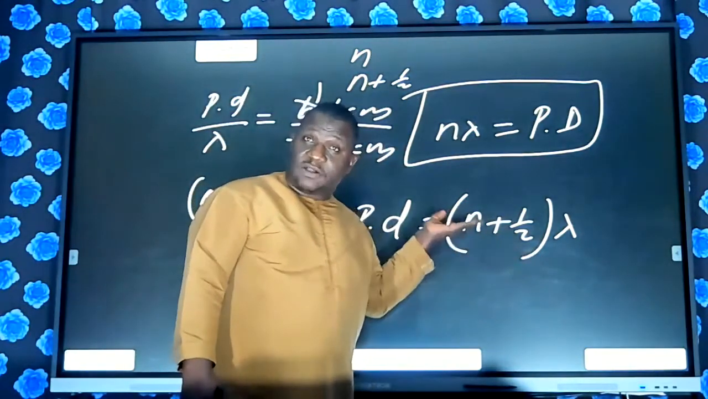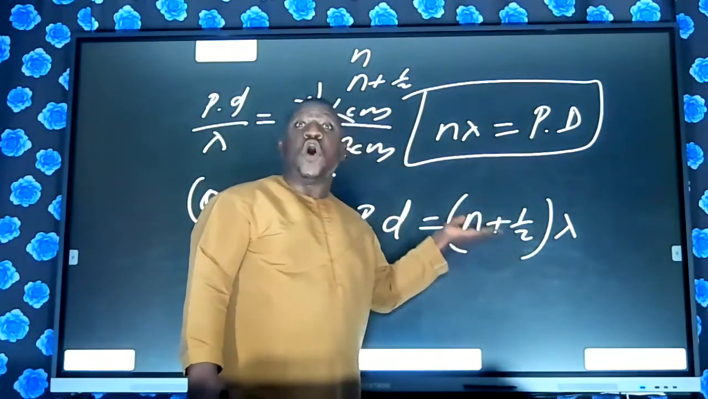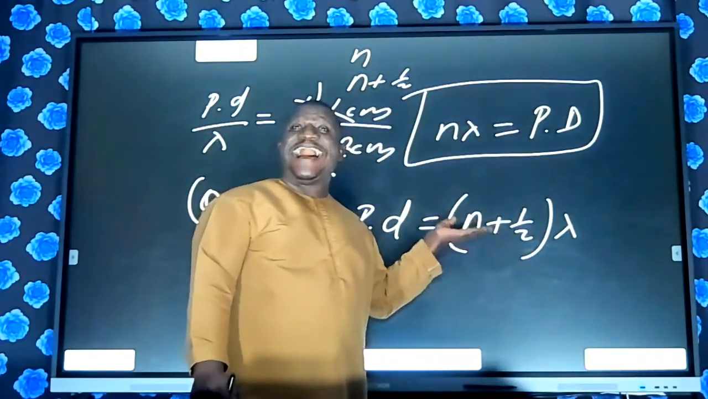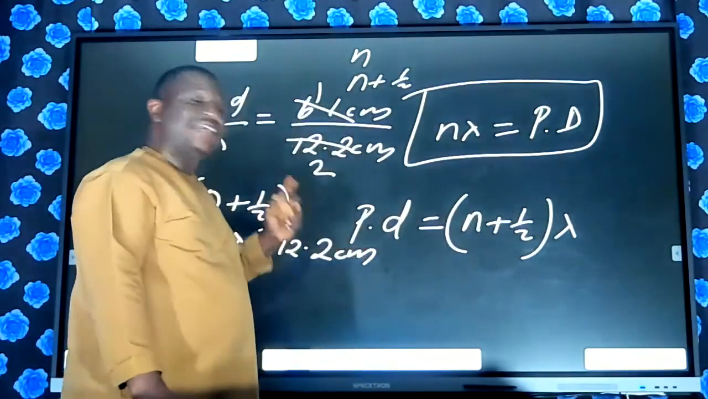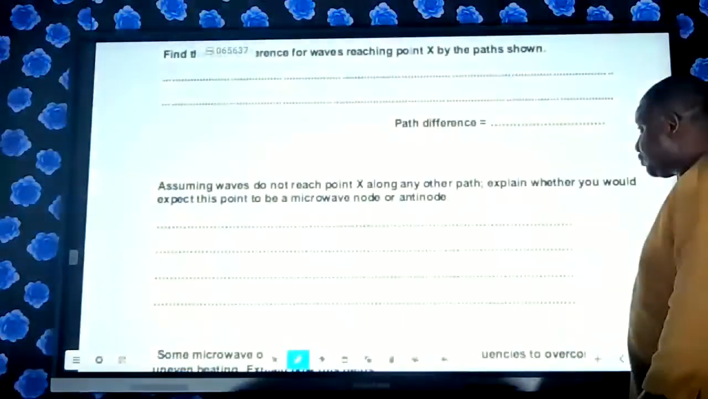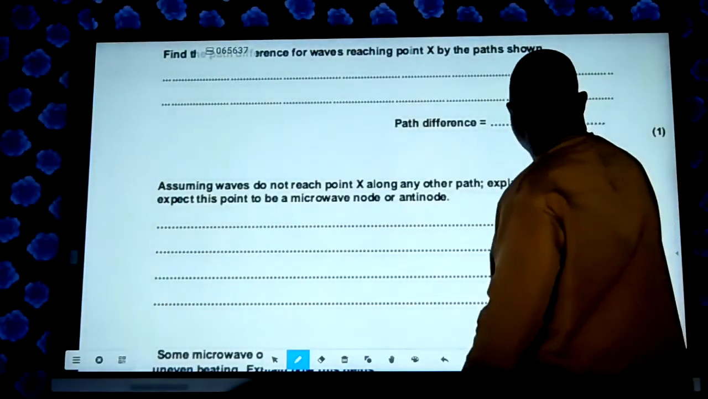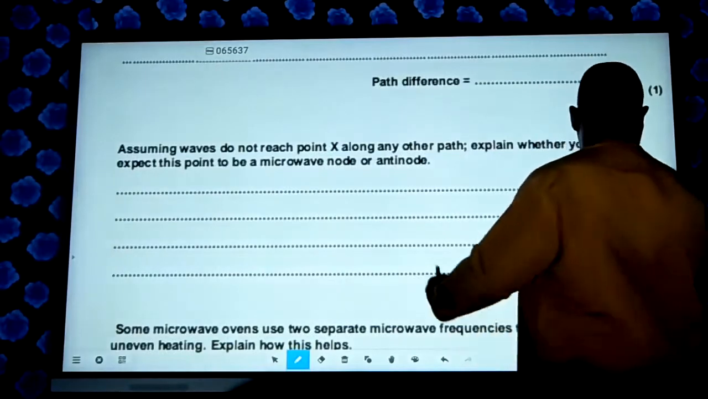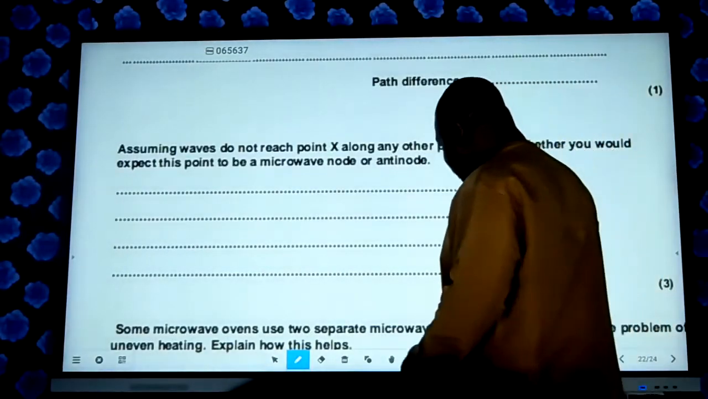Is it constructive interference or destructive interference? Of course, we have destructive interference, and this gives us a node. That is the first answer to that question. So it happens at a node. That's 3 marks for you there.